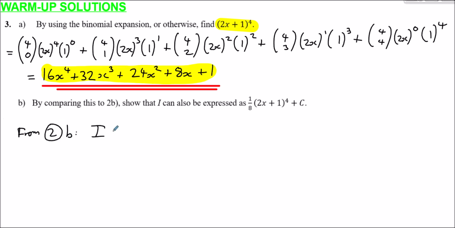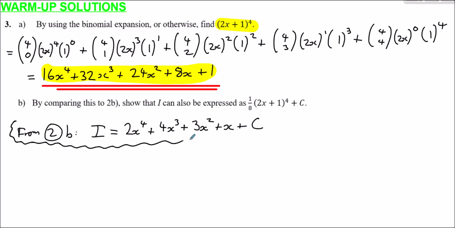we saw that I was actually equal to 2x^4, and then we had 4x^3, then it was 3x^2, then plus x, plus c. So now we can see (2x + 1)^4, let's put this little thought bubble here.